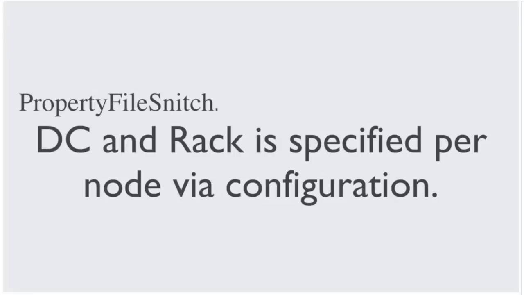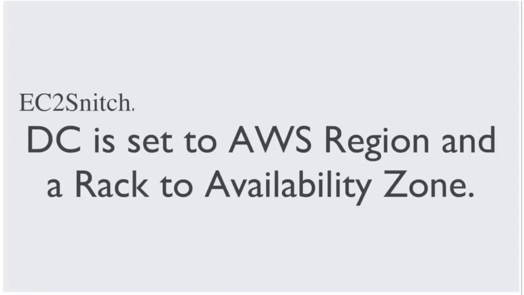We have a property file snitch, which allows you through configuration to say this node is in this rack, and there's also some other ones which infer the data center and the rack from the IP address. And lastly, we have this idea of an EC2 snitch, which uses the internal information EC2 makes available and says that the Cassandra data center is the AWS region and the rack is the AWS availability zone.